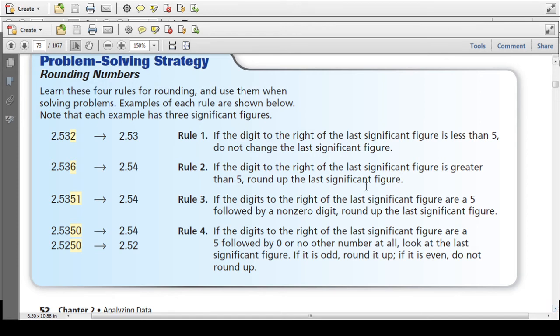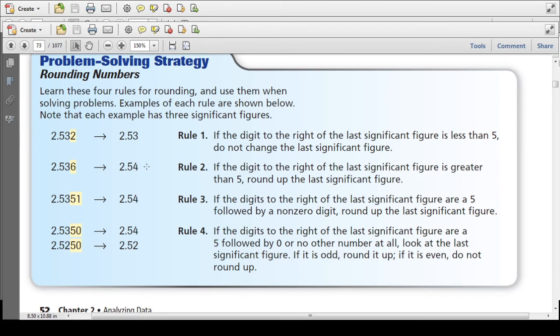If the digit to the right of the last significant figure is less than 5, you do not change the significant figure. So in this case, we're looking for 3 sig figs. 3 is the number that we're going to be focusing on, and then look at the digit following. Because 2 is less than 5, we leave it as is. If we had this number, again, we want to have 3 significant figures in our answer. If it is greater than 5, this 6 is greater than 5, we are going to go ahead and round up, which is 2.54.